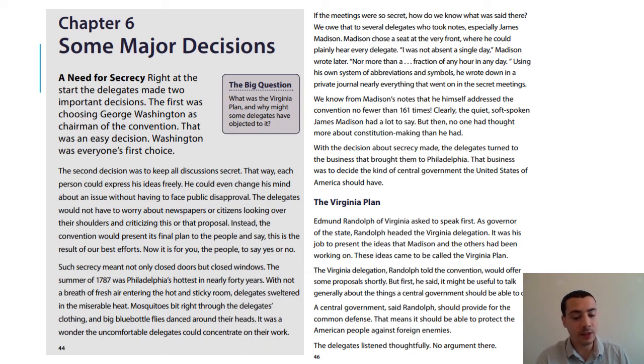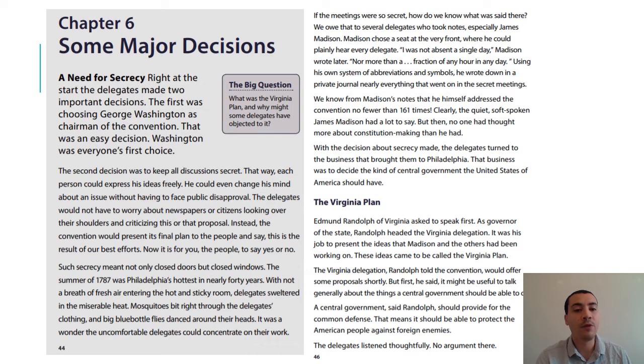That way, each person could express his ideas freely. He could even change his mind about an issue without having to face public disapproval. The delegates will not have to worry about the newspapers or citizens looking over their shoulders and criticizing this or that proposal. Instead, the convention will present its final plan to the people and say, "This is the result of our best efforts. Now it is for you, the people, to say yes or no." Such secrecy meant not only closed doors, but closed windows.